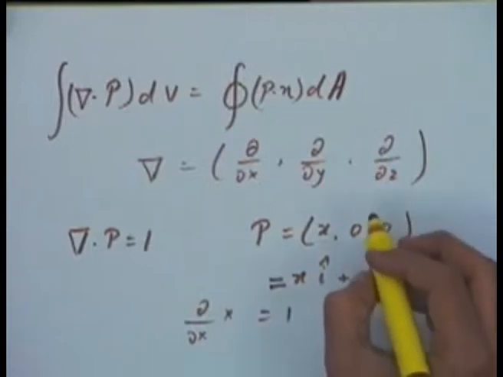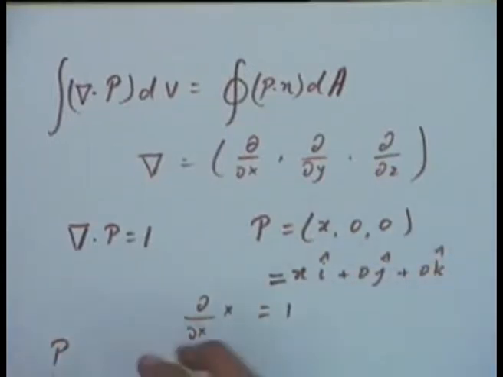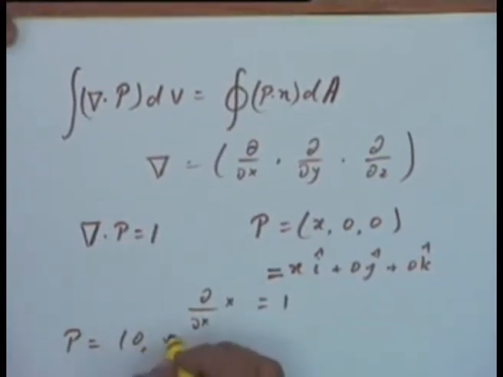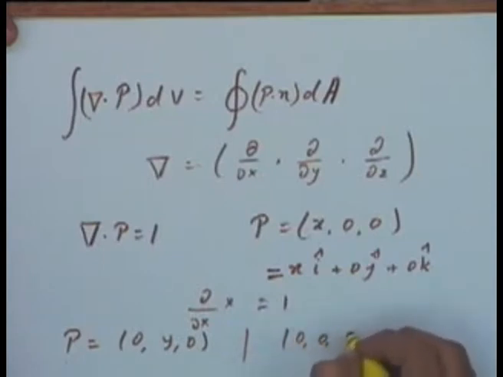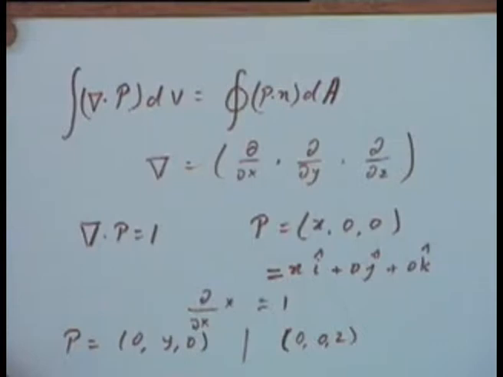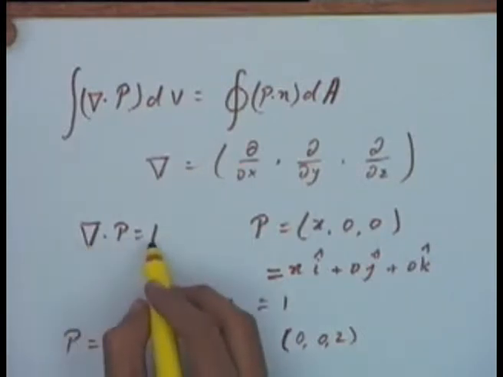Or instead of x 0 0, I can also take P to be equal to 0 y 0, or I can take it to be 0 0 z.